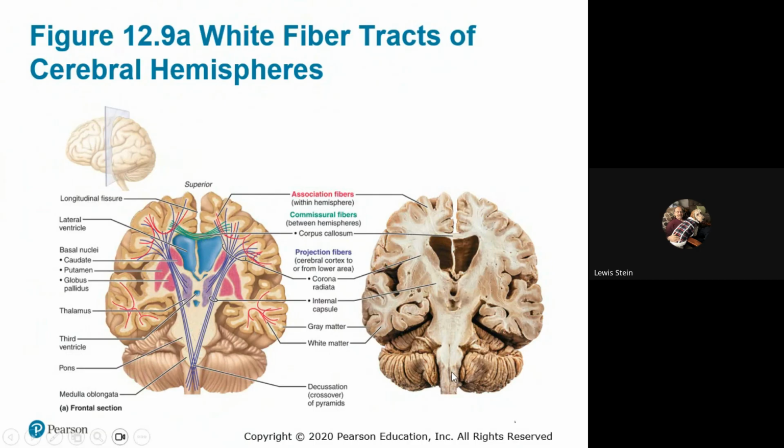These are the pyramidal mounds. This fairly large area is the pons, where most of the crossing occurs. Here, as you work your way up, this will be the midbrain, and now you can see those big lateral ventricles. You might remember we discussed those hollow chambers that are filled with spinal fluid, and you'll see some evidence of where the spinal fluid is produced.